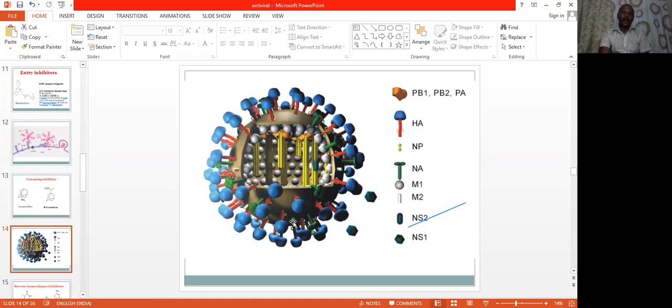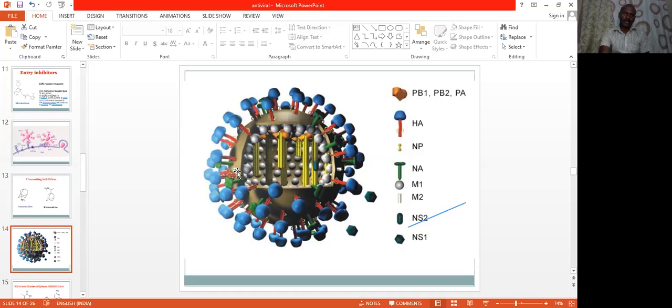So here, how the uncoating happens. This is a virus particle. Inside the virus particle, that is the lipid membrane, there is a capsid, and inside that you have the genetic material. That genetic material has to come out of the virus. So how do amantadine and rimantadine inhibit the release, that is uncoating?